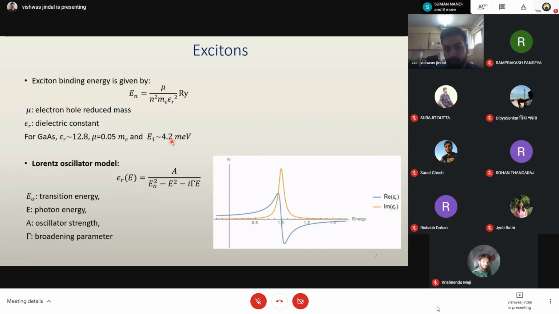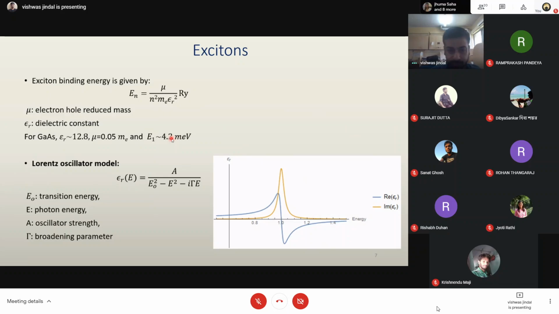So this number is very small. Rydberg was 13.6 eV, but this binding energy is actually quite small. So even at room temperature, you wouldn't see those exciton features. It's only at low temperature that you can see them in the case of gallium arsenide.